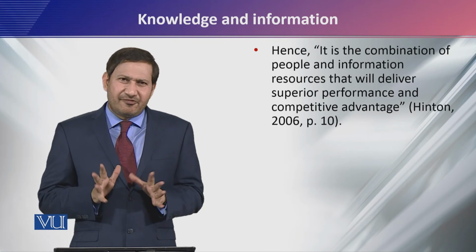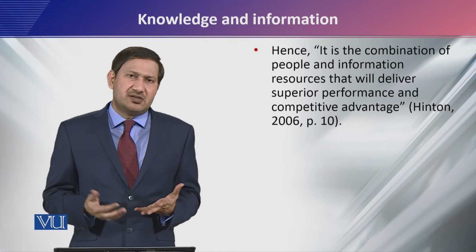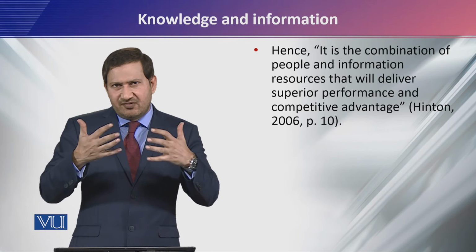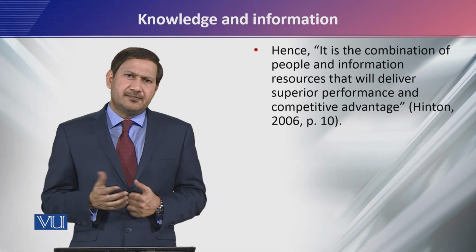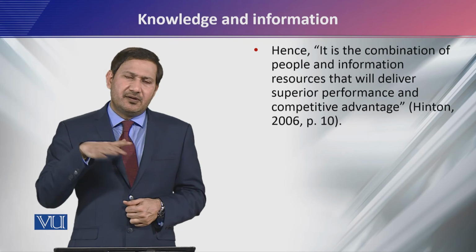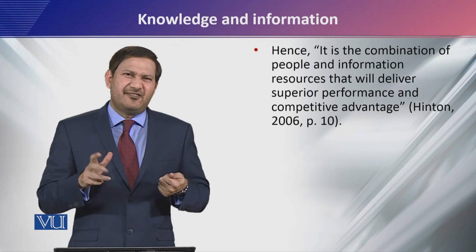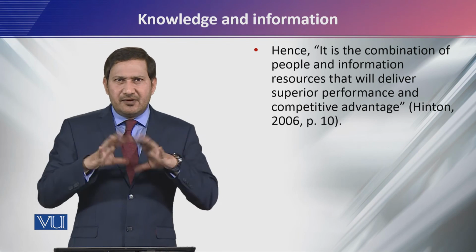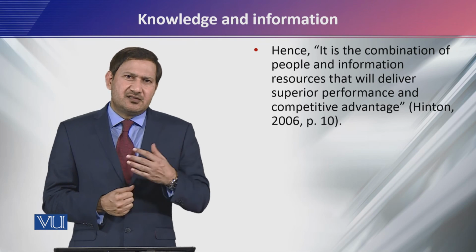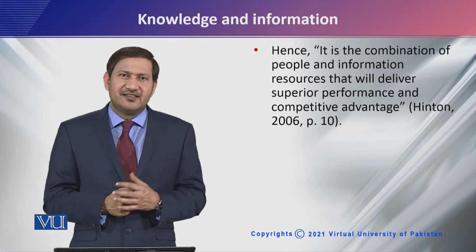Hence, it is the combination of people and information resources that will deliver superior performance and can be a source of competitive advantage. As we have said multiple times, the goal of a strategy is to secure a competitive advantage. So it is the people of the organization, the information, and the knowledge that can reside within the people or in databases, and at the same time people also have tacit knowledge. A combination of these things may help an organization develop a sustainable competitive advantage. When we say sustainable, it might not be easy for others to imitate or copy.